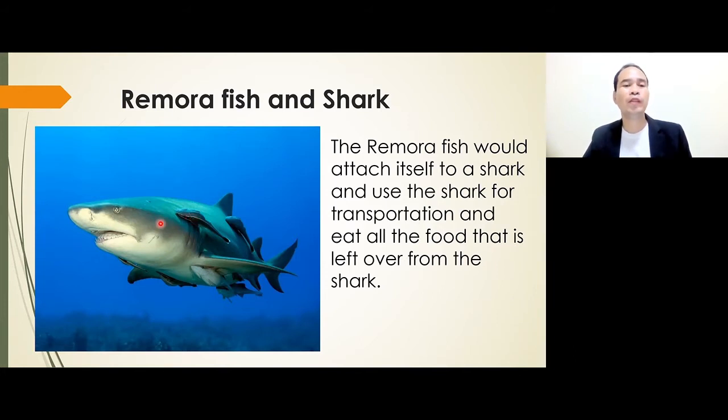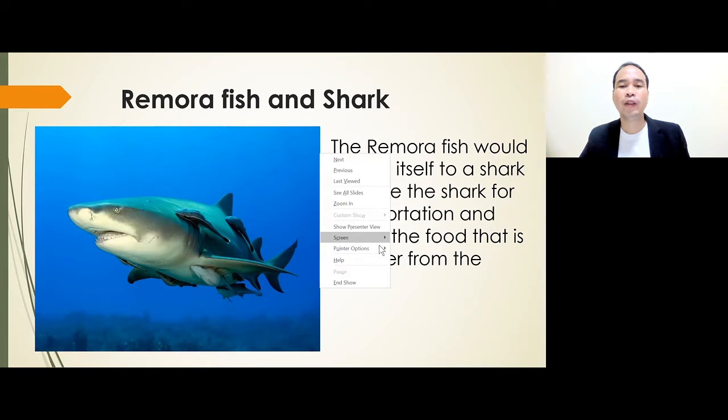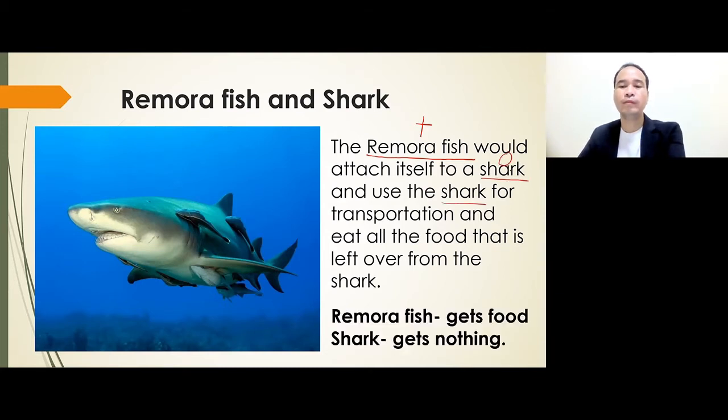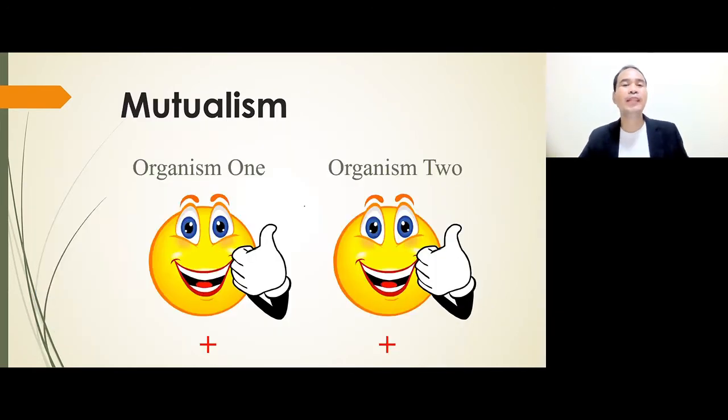However, the shark does not get any benefit at all. So in this case, the remora fish is very happy, and the shark just got nothing at all. So it's a positive and a neutral relationship. This is an example of commensalism. Next, let's talk about mutualism.